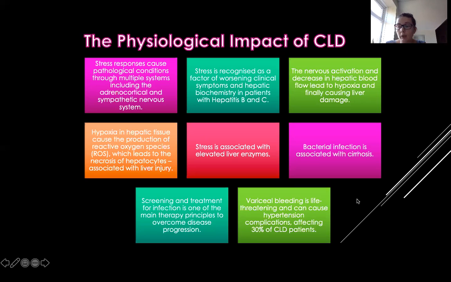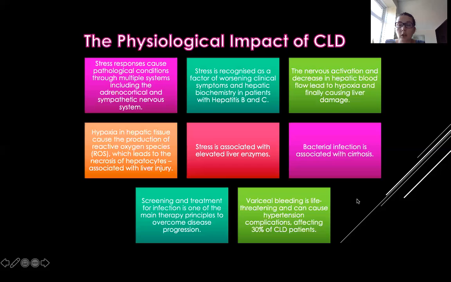Also, stress response causes pathological conditions through multiple systems, including the adrenocortical and sympathetic nervous system. Stress is recognized as a factor of worsening clinical symptoms and hepatic biochemistry in patients with chronic liver disease. The nervous activation and decrease in hepatic blood flow can lead to hypoxia and finally cause liver damage. Also, stress is associated with elevated liver enzymes.